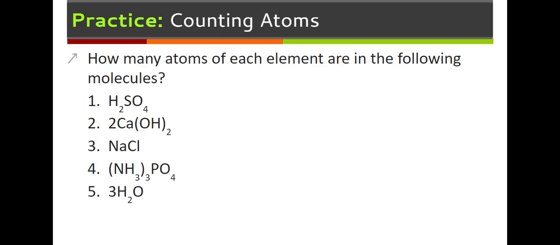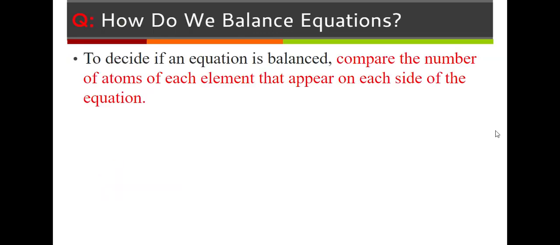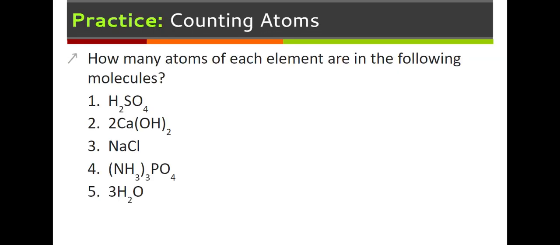Okay? I just want you guys to take a few moments to practice counting up atoms in each element. So how many atoms of each element are in these equations? Don't forget to use your subscripts. I'm going to go ahead and give you guys about 3 minutes to do that. Your time starts now.